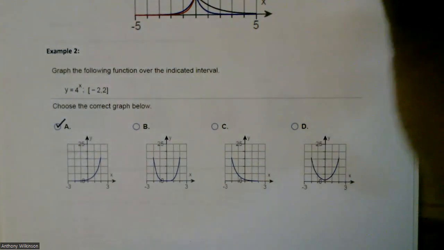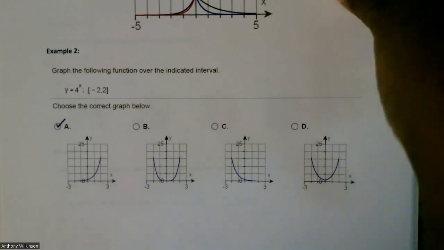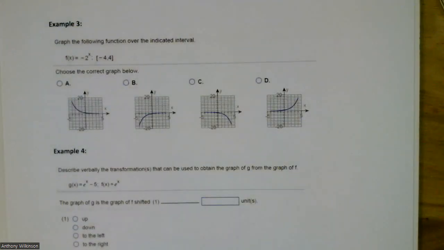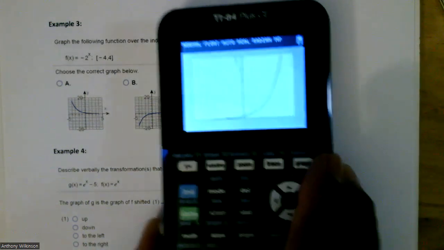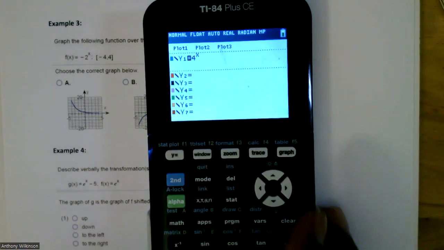Okay, that's example 2. All right, here's another example. Let's say we want to graph f of x is equal to -2 to the x on the interval from -4 to 4.